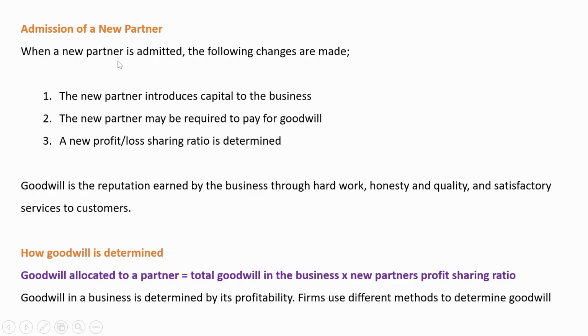So when a new partner is admitted, the following changes are made. Number one, the new partner introduces capital to the business. And this capital may be in form of cash or it may be in form of an asset. Number two, the new partner may be required to pay for goodwill. So in some cases, the goodwill is not paid in cash. In other cases, the goodwill is paid in cash.